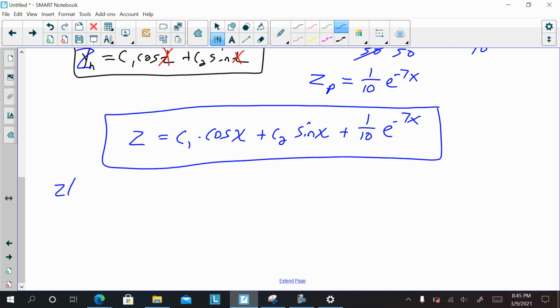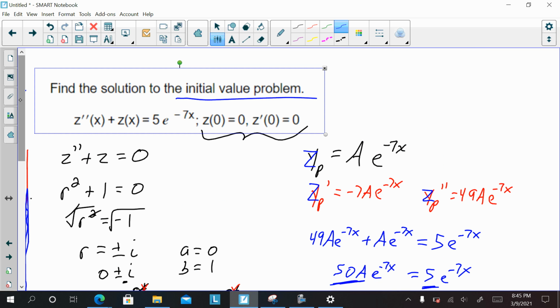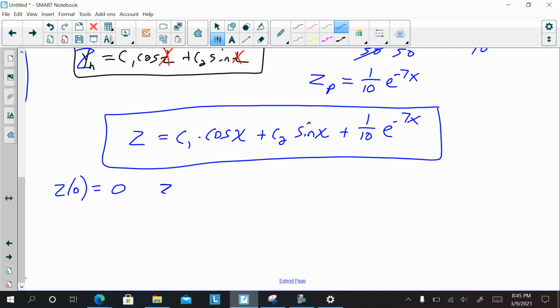We have some initial conditions: when x is 0, z is 0, and in the first derivative, when x is 0, z prime is 0. So we need our first derivative, z prime. So the derivative of the first term, we would get minus c1 times sine x. For the second term, c2 cosine x. And for the last term, minus 7 over 10 e to the minus 7x.